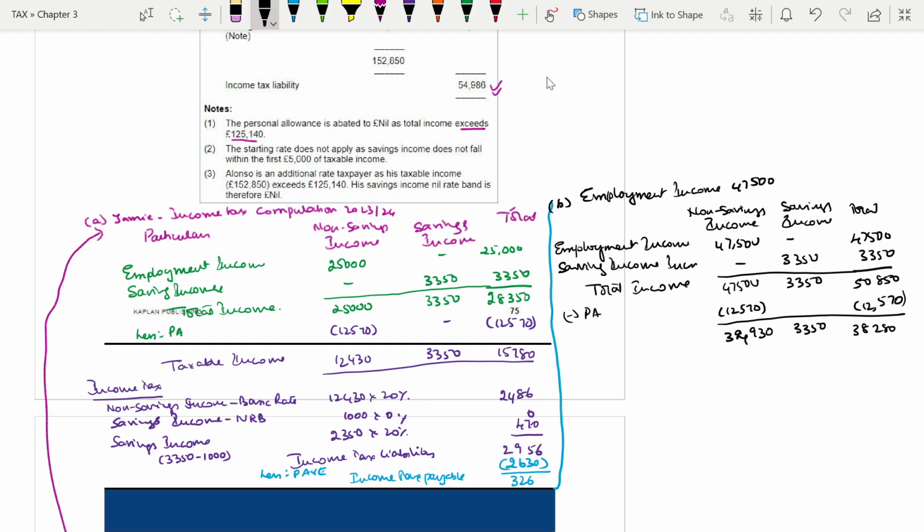Now what they have said, we have to do the basic things. Now what we have to do, we have to calculate the income tax. How much on the non-savings income? On the non-savings income, 34,930 times 20%. How much will we get? 6,986.